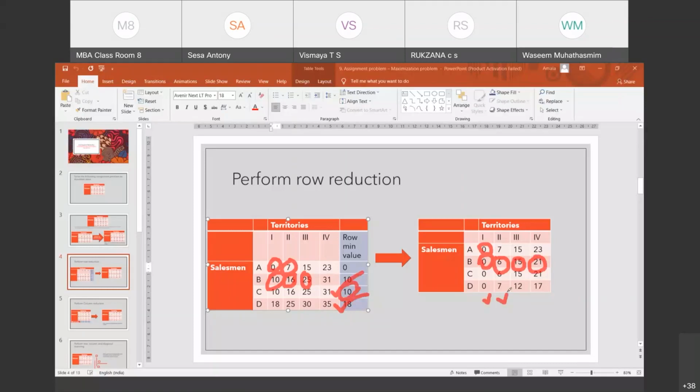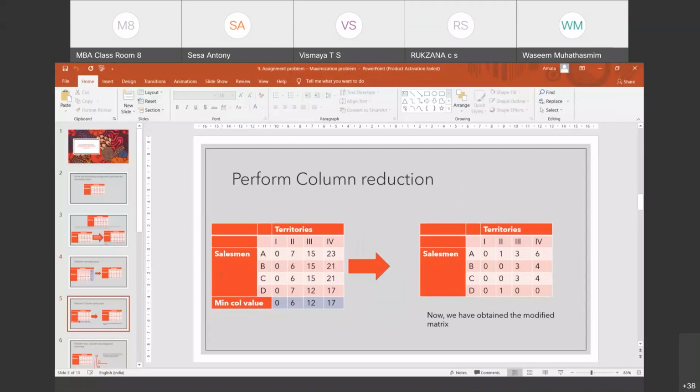Is it clear now? So this is the row reduced matrix. Now what do we have to perform? After row reduction, we have to go for column reduction. So take the second matrix that is available here, that is the row reduced matrix. For this row reduced matrix, we have to go for column reduction. Column reduction, simple steps. Just identify the minimum column value.